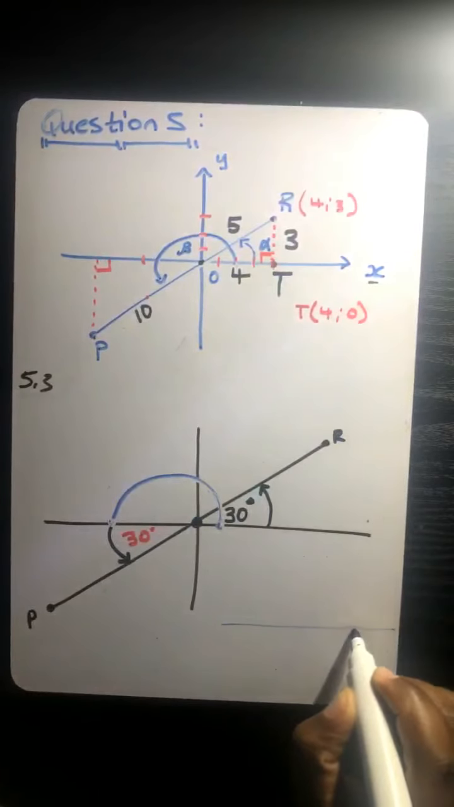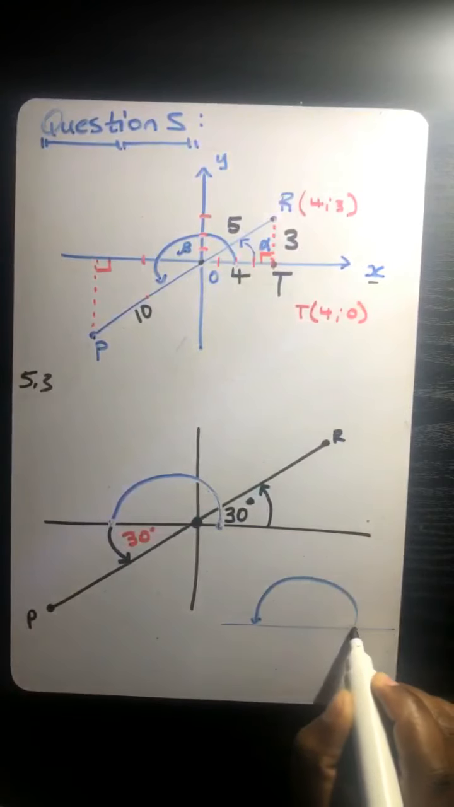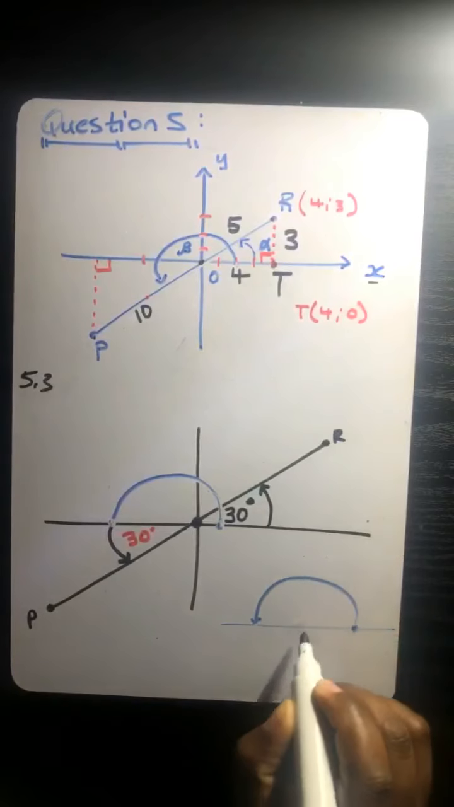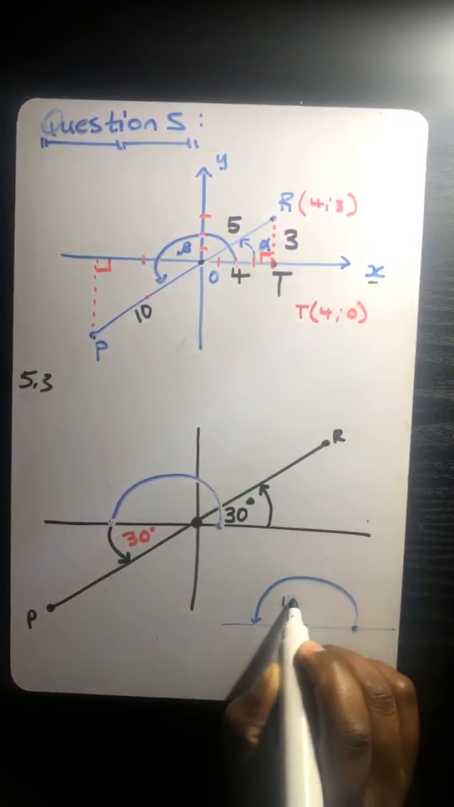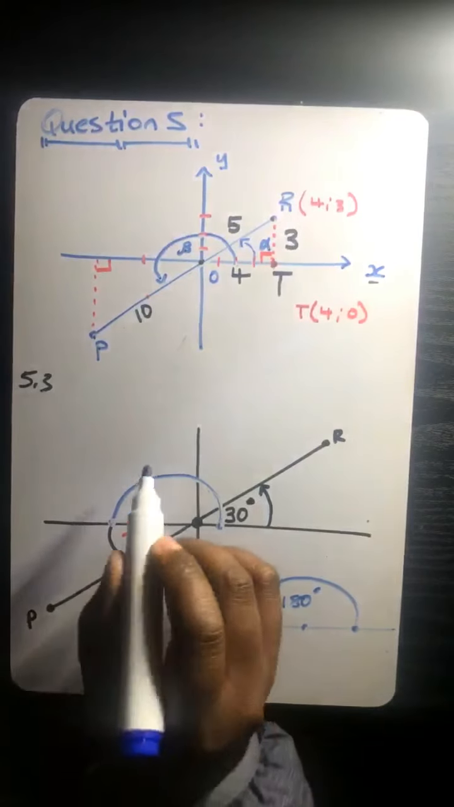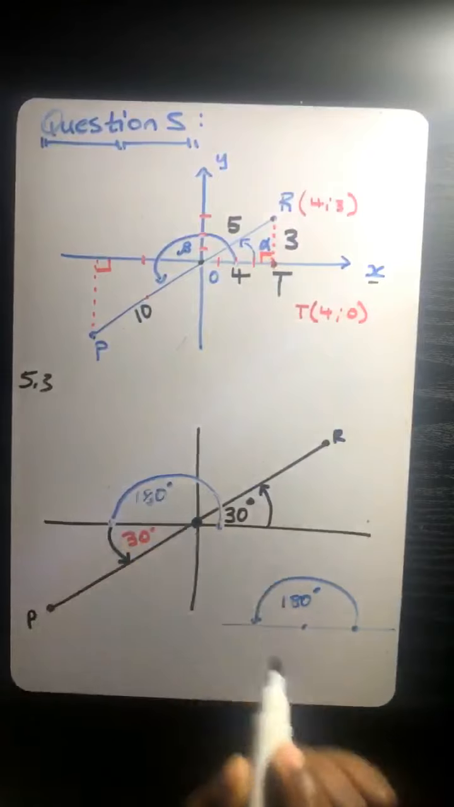So the angle that I'm asking about is this one, guys. From there up to there. What is the angle formed, guys? Is it not 180? Yes, it is. So that means we have 180 degrees.